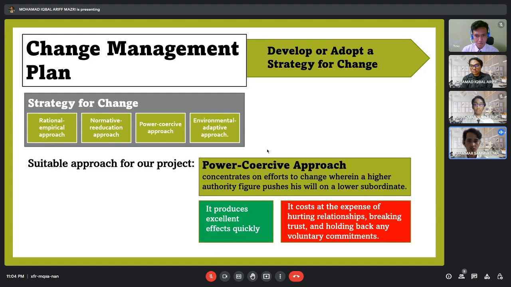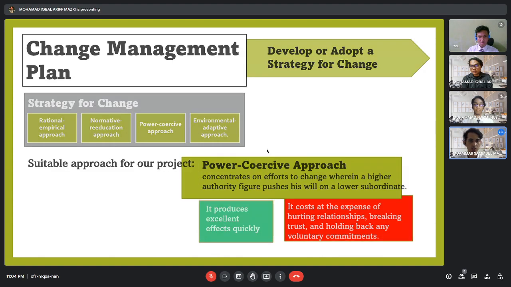So on the bright side, it produces excellent effects quickly, but on the downside, it comes at the expense of hurting relationships, breaking trust, and holding back any voluntary commitments between the team leader and the team member.